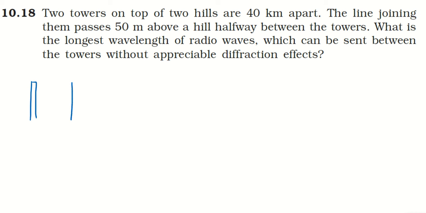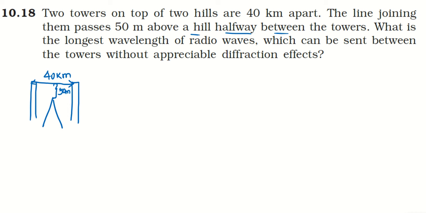There are two towers, and the distance between them is 40 kilometers. Now there is a hill halfway between the towers, which means nearly at 20 kilometers there is a hill. And now the line joining them passes 50 meters above a hill, which means this line is at 50 meters above the tip of the hill.